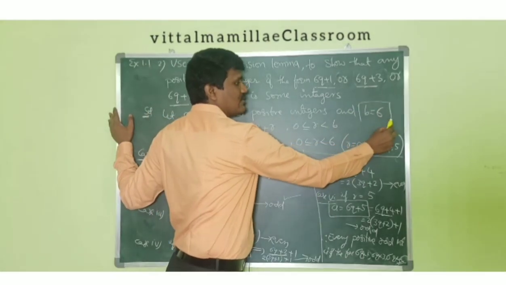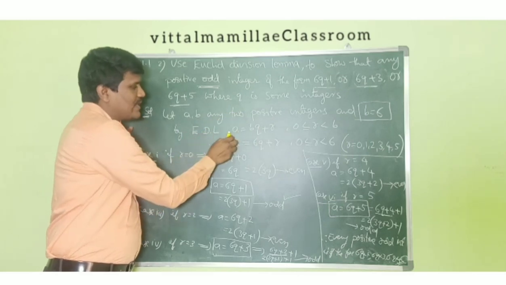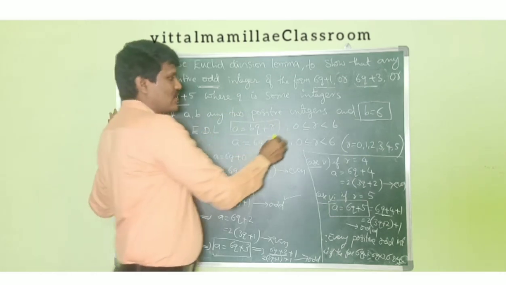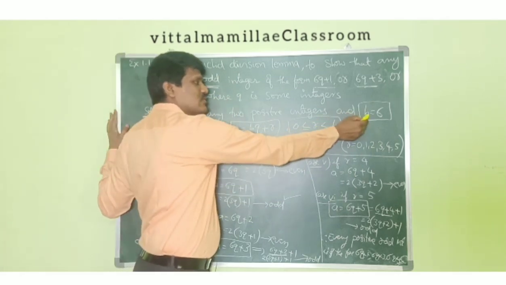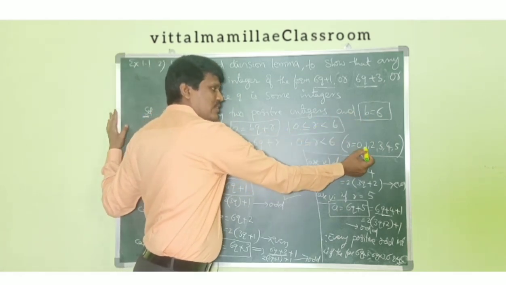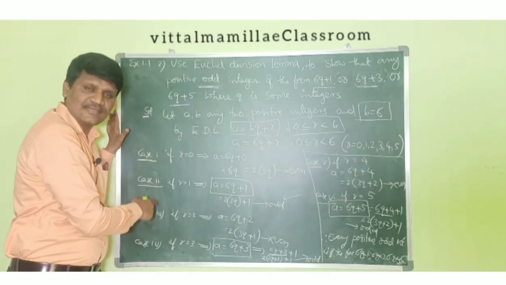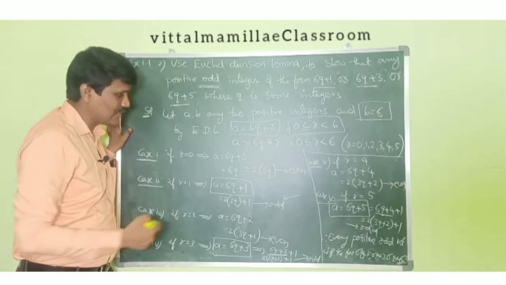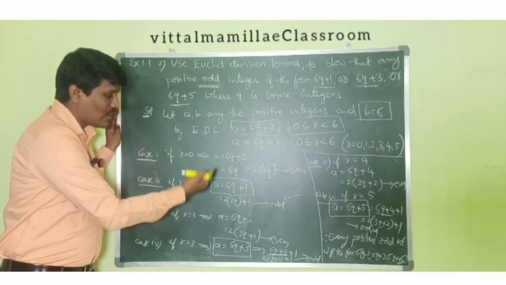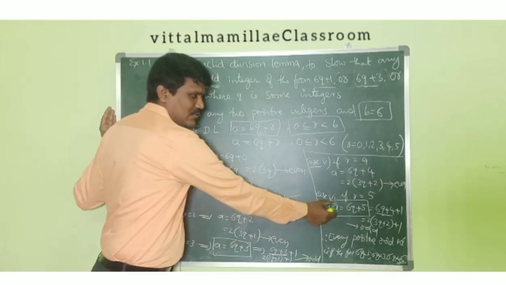So what we did: the first step is you should take b is equal to 6. This is the important one. Then write Euclid's division lemma, a is equal to bq plus r, and the condition is 0 less than or equal to r less than b. If I am taking b is equal to 6, my remainder will be 0, 1, 2, 3, 4, 5. So each remainder I took as case 1, case 2 like that, and we have shown that every positive odd integer is of the form 6q plus 1, 6q plus 3, 6q plus 5.